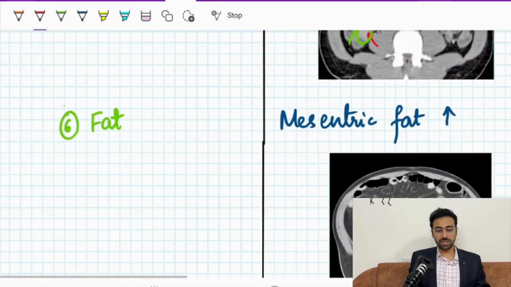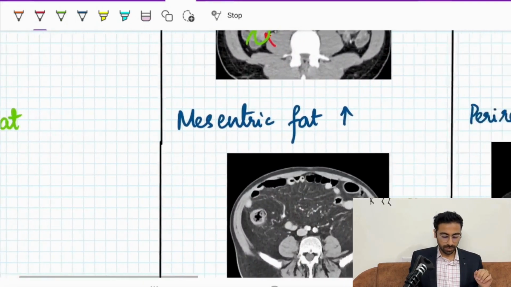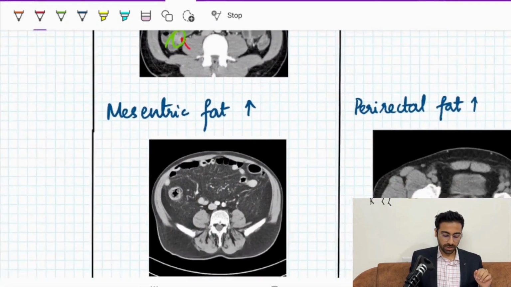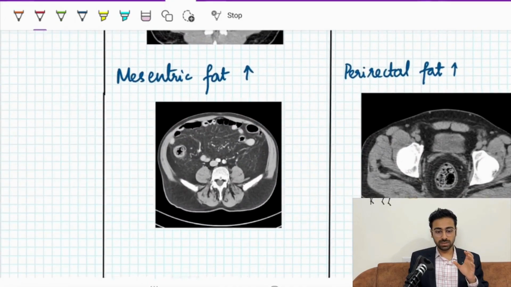Coming on to the next, fat. Now this is quite important. Usually it occurs in the chronic stage of the disease. In Crohn's disease, mesenteric fat proliferation. Some people also refer to this as fibrofatty proliferation. So mesenteric fat proliferation is common in Crohn's disease, whereas in ulcerative colitis, perirectal fat proliferation is common.